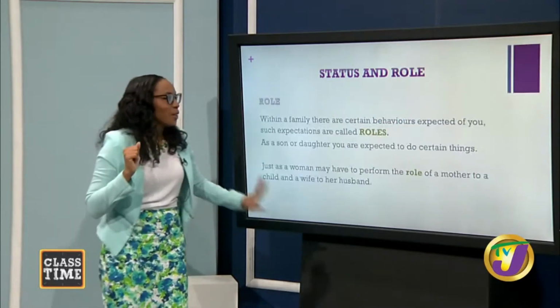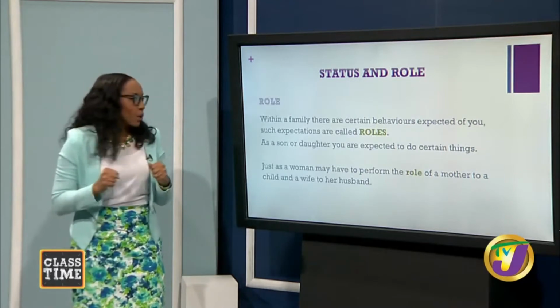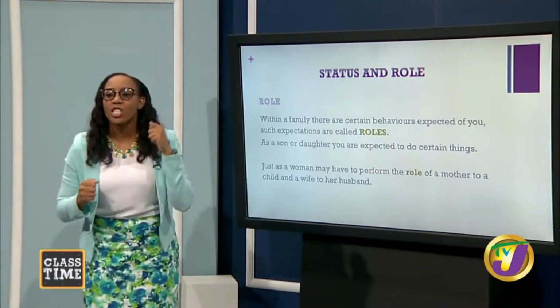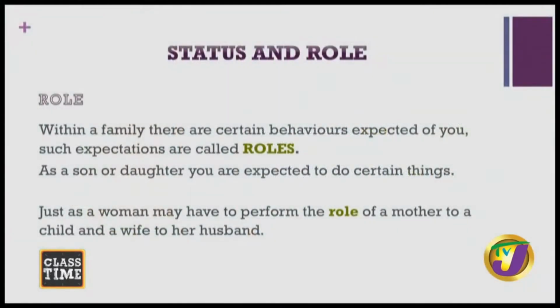All right, continuing. So, your status within a family, there are certain behaviors that are expected of you. You must do certain things. These expected behaviors are called roles. Called what? Roles. So your expected behavior is called roles. For example, as a son or a daughter, there are certain things expected of you in the household. And that which you're expected to do is called your role.